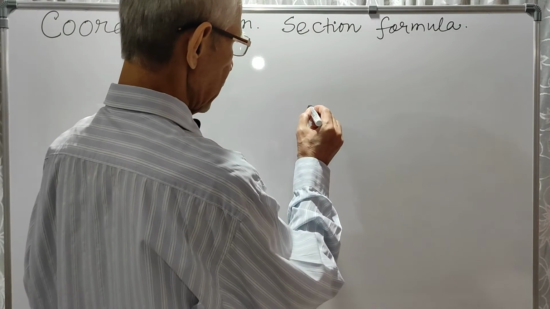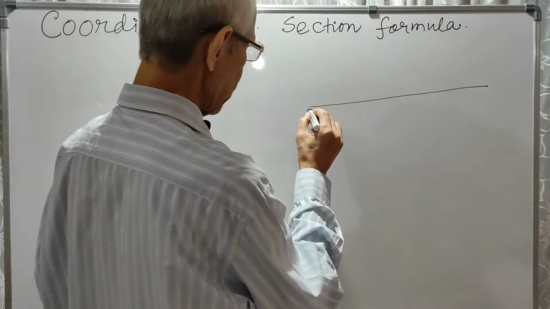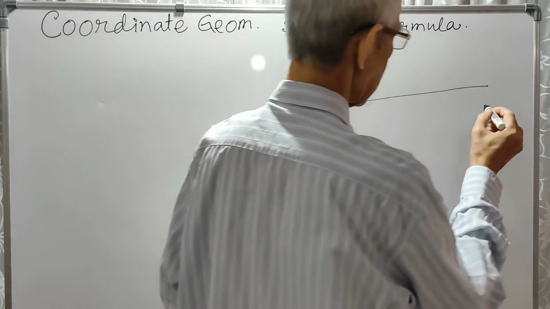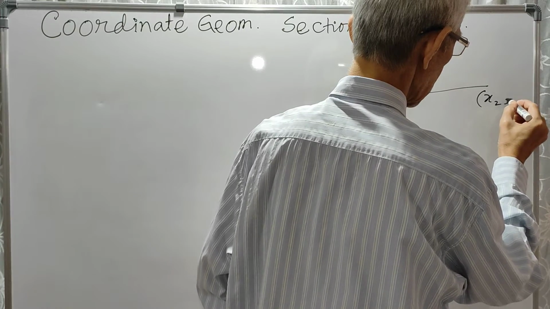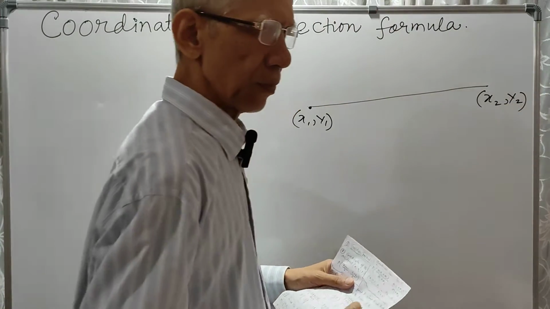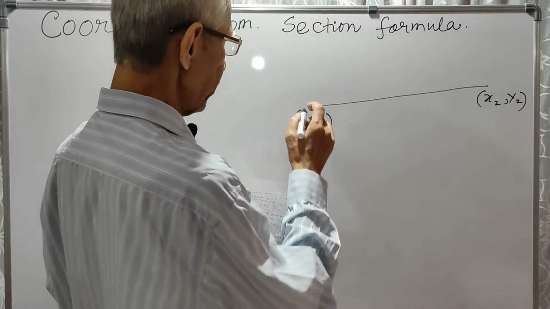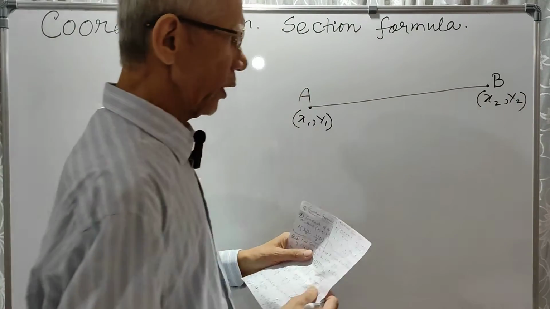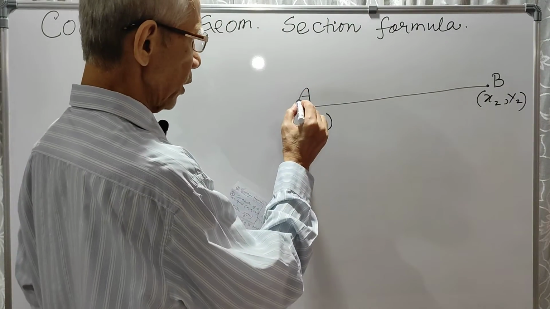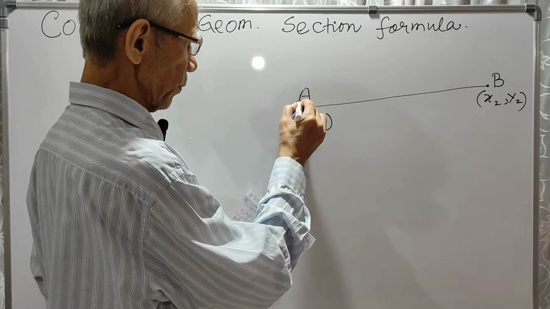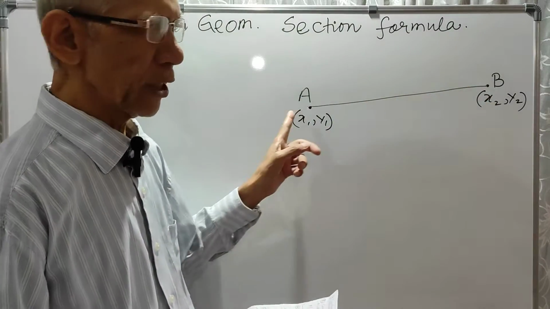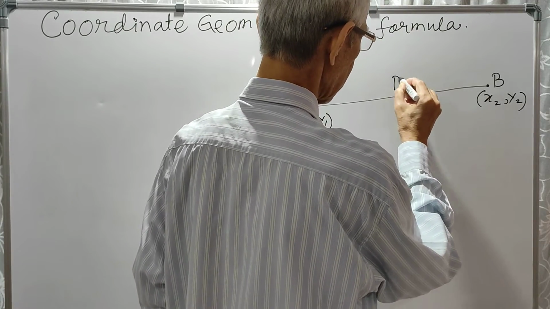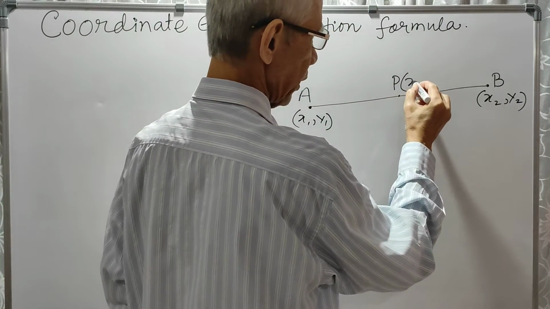Now, consider these 2 points, x1, y1 and x2, y2. Let us call them point A and point B. So, coordinates of A are x1, y1 and coordinates of B are x2, y2. Now, this is the line AB joining them. Now, there is a point P here, whose coordinates are x, y.